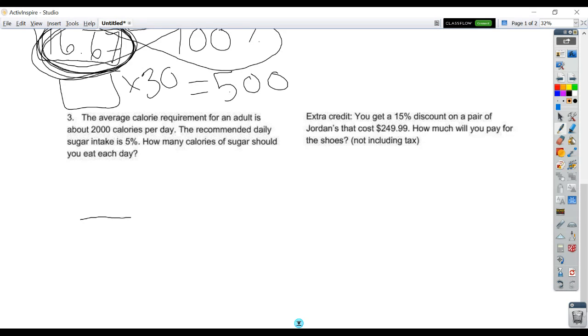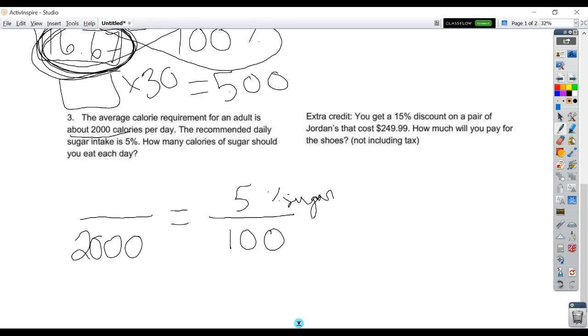Again, we're going to set up our fraction bars. And so this tells me that I've got my 5% is sugar. And then that's out of 100, which is my whole. And then it says 2,000 calories is my recommended calorie intake. That's everything that I should eat in a day. And so this means that 2,000 is the total, and this is 2,000 calories. That's my total for how much I should be eating in a day.